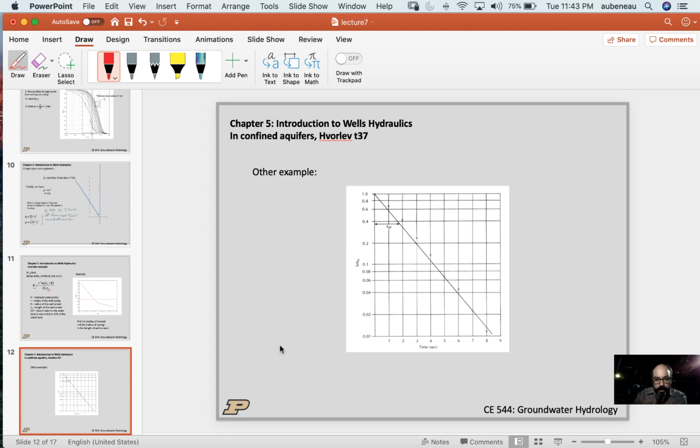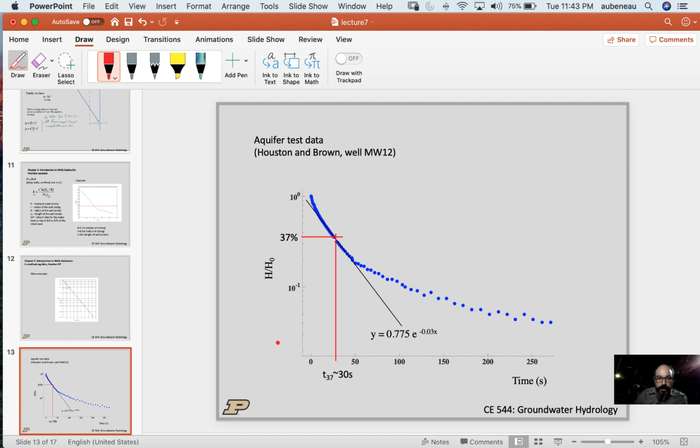Okay, another set of data, and you can see this is more real data, or less ideal data, I guess. And you can see again the departure from the linear trend at late times, and that's pretty typical. We've already seen some of those during those lectures.